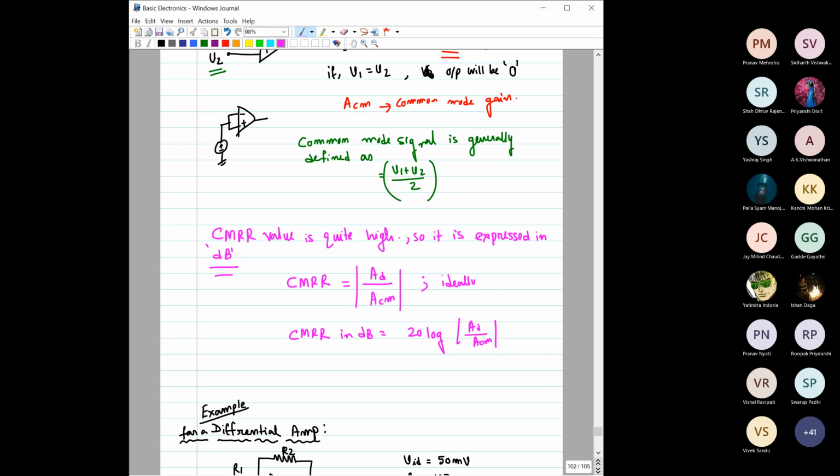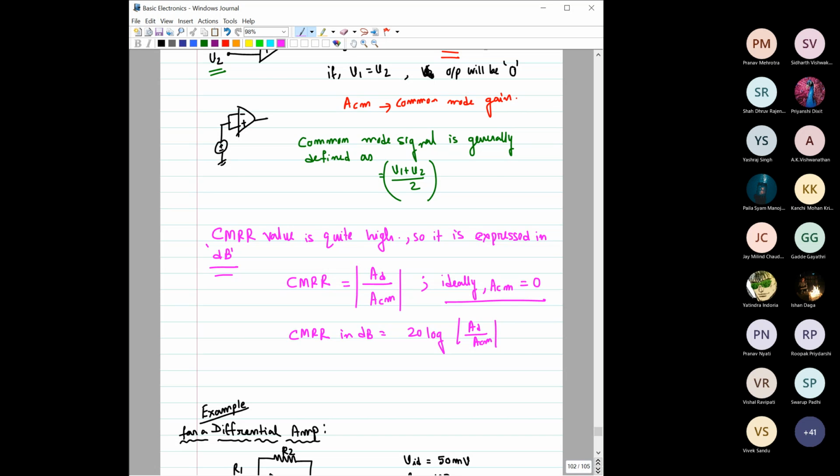Ideally, ACM is expected to be 0, but practically it is not. Practically we do have a finite value of ACM. So that means for an ideal op amp, the CMRR is expected to be very high, right?